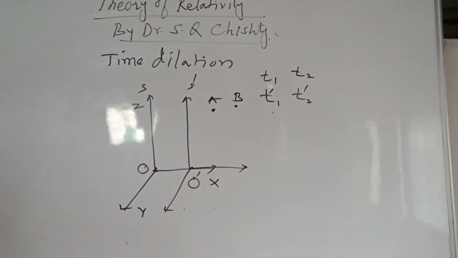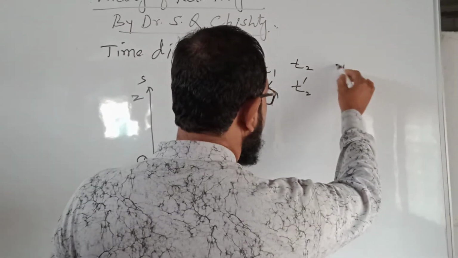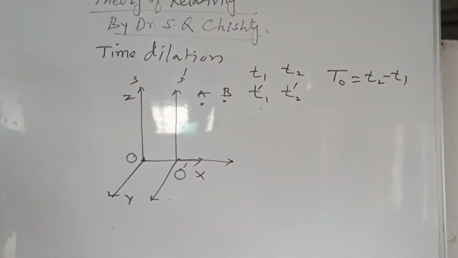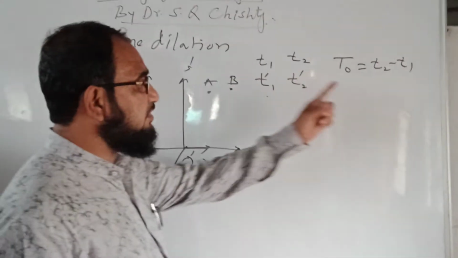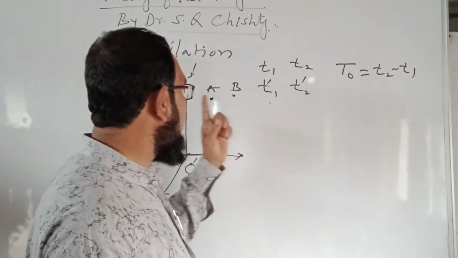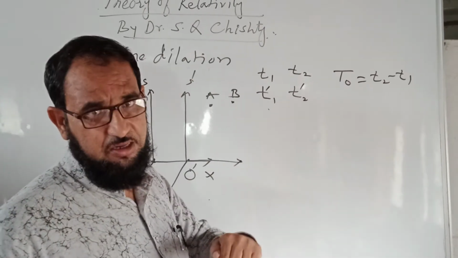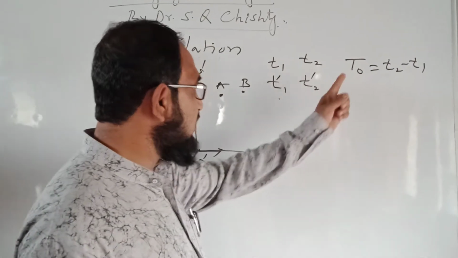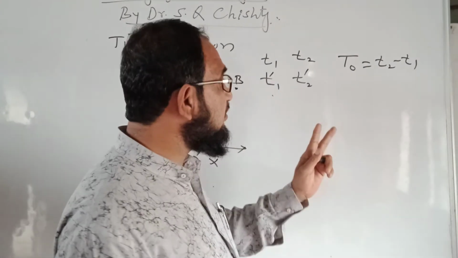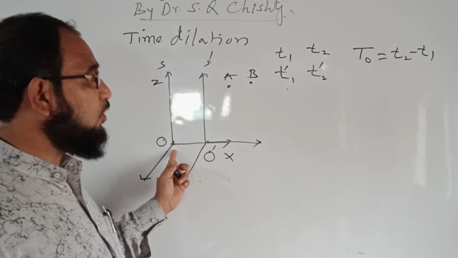Now, as the clocks are not synchronized, these two times measured for the two events will be given according to the Lorentz transformation, and the time difference we can say is T0, equal to T2 minus T1. This time difference is there when the observer O is measuring the time for event A and event B with his own clock. So T0 is the time measured for the two events when the observer is in the first frame of reference, at O.